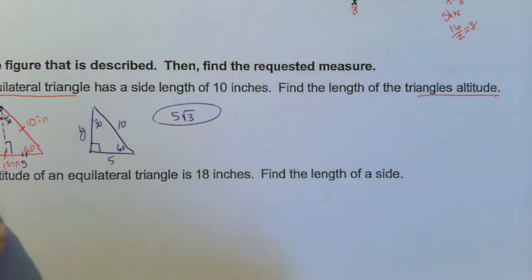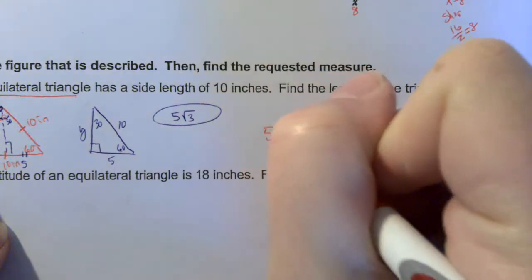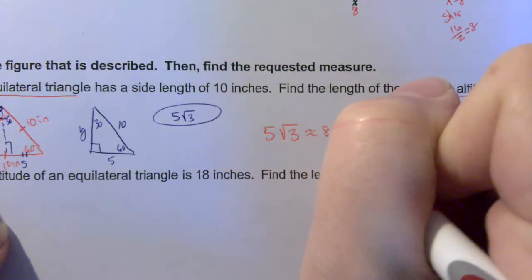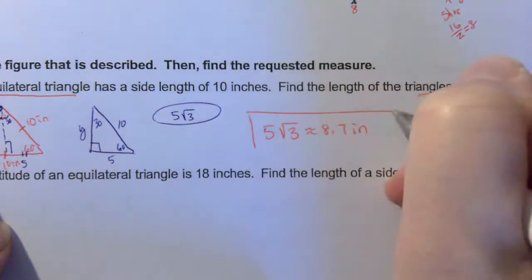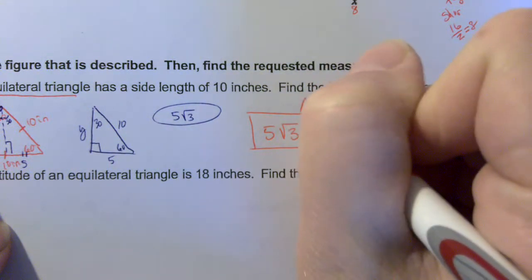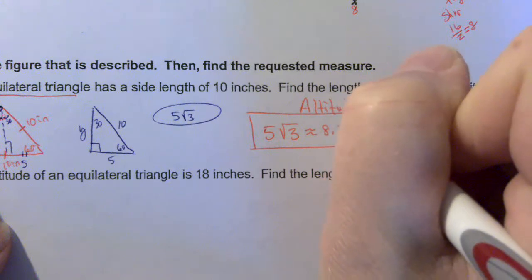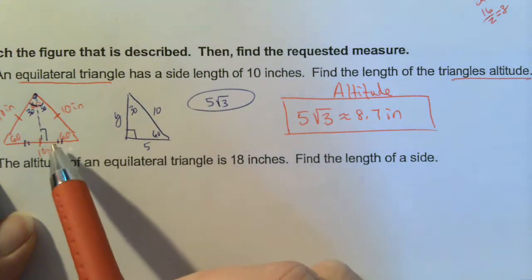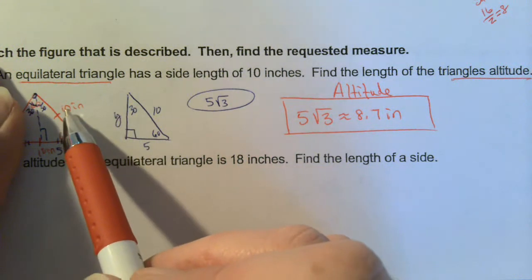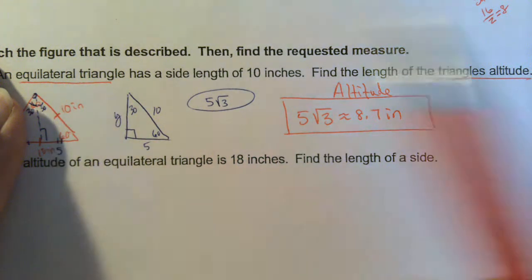That's a good answer, or you could do 5 square root of 3 in your calculator, and I get that 5 square root of 3 is approximately 8.66, so 8.7, and we would say inches. That is the altitude. Now, I knew that this was 5 because I knew that this cut it in half. You also could have found it by taking half of the hypotenuse to get that.